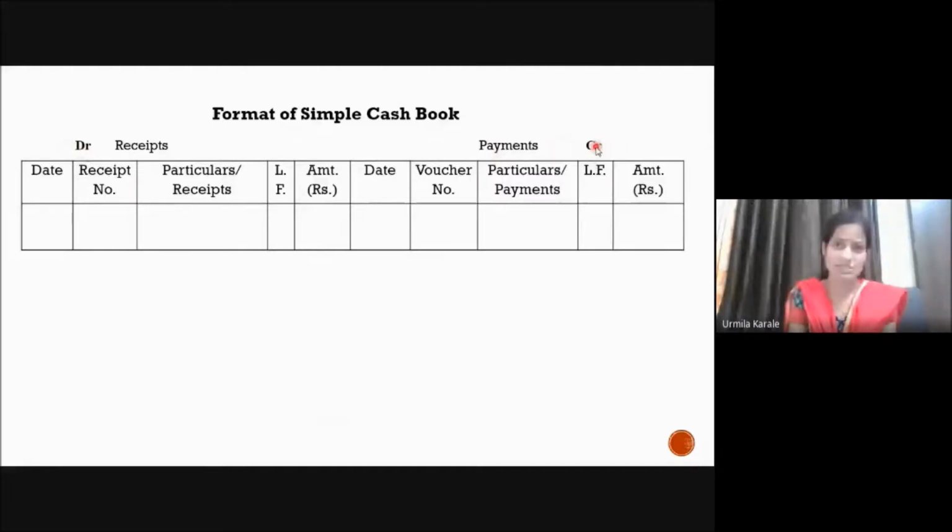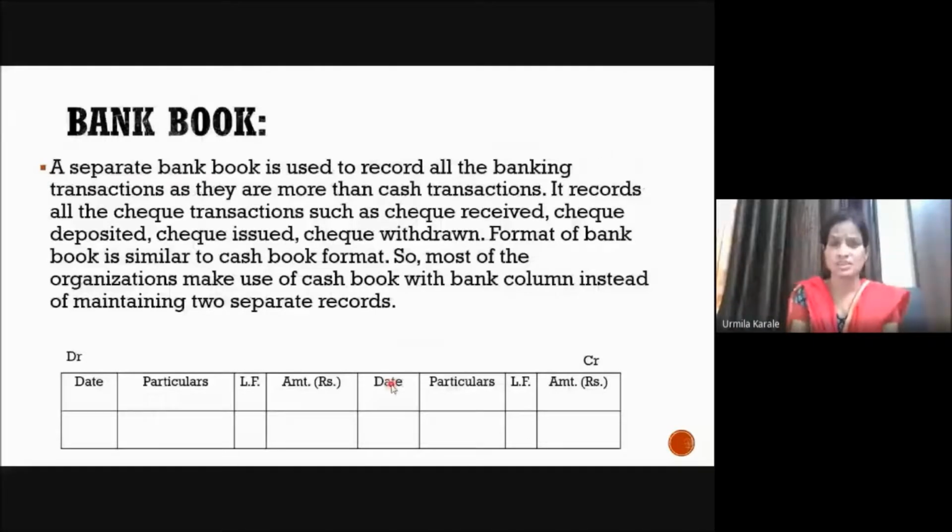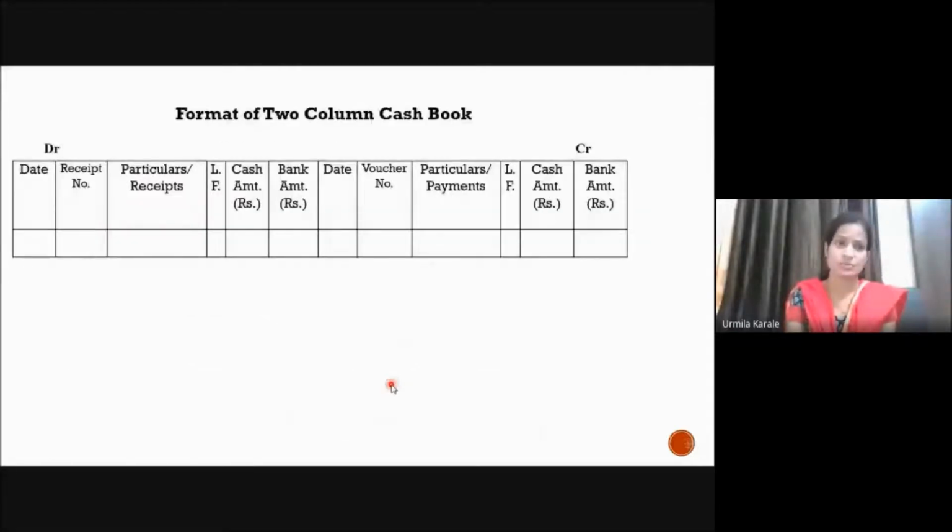Now, since this format and that format are quite similar, instead of using two different formats, you may use, for convenience, only one format, and that will be called the two-column cash book. So you can see what we are doing: all the receipts, let it be cash receipts or where bank is the receiver, both will be recorded on this side. In the cash column we'll mention the amount, and in the bank column we'll mention the amount when the bank receives the money and the bank balance increases.